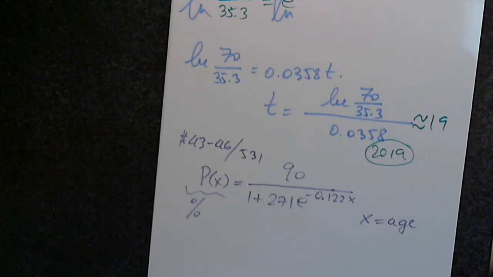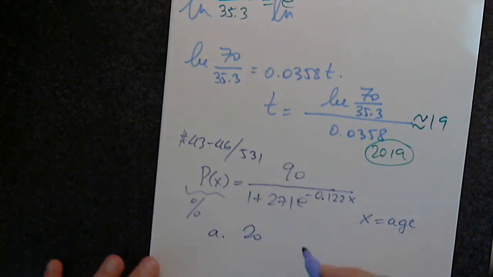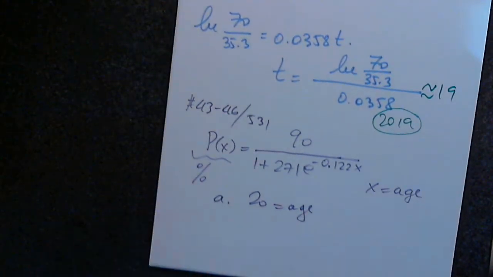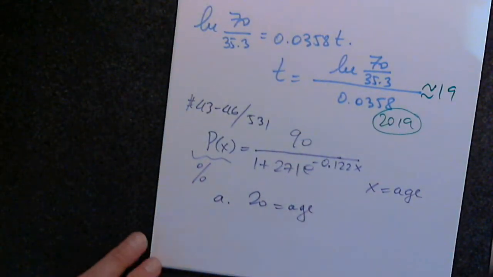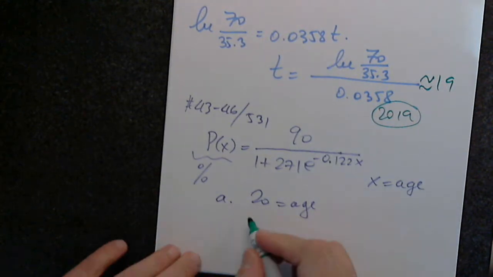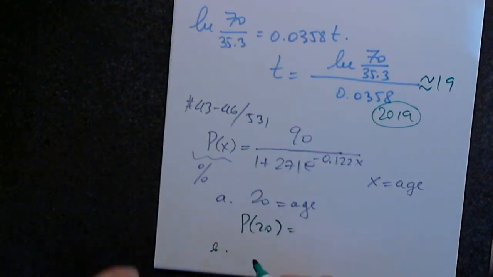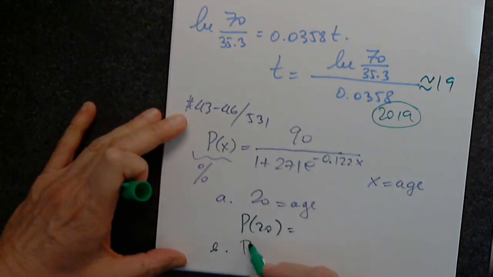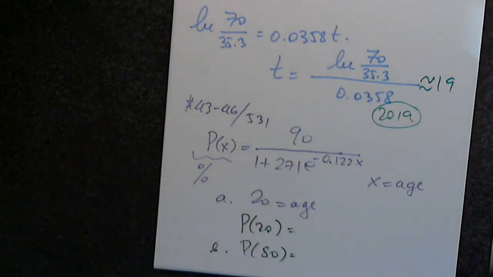Here's the first question. What percentage of 20-year-olds have some coronary heart disease? What am I asked to do? Of course. So P of 20 in a moment. Part B, 44. What percentage of 80-year-olds have some coronary heart disease? Very good. So let's plug in the function. Careful how we plug it in.